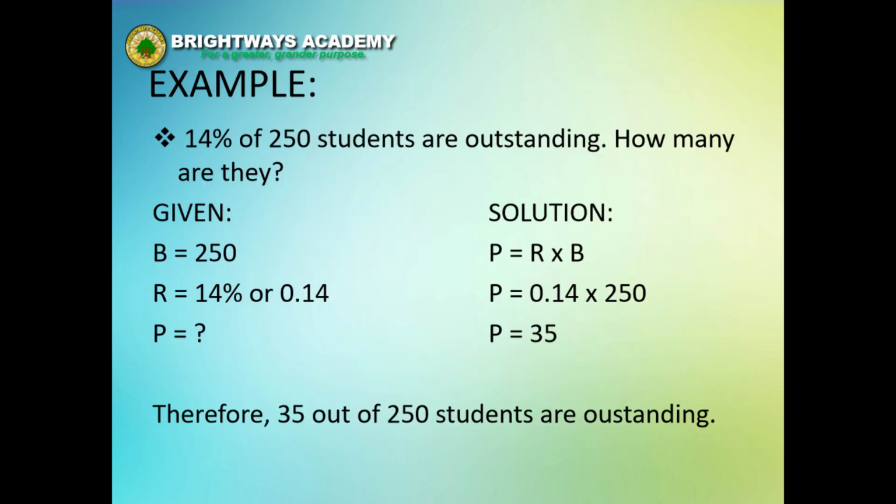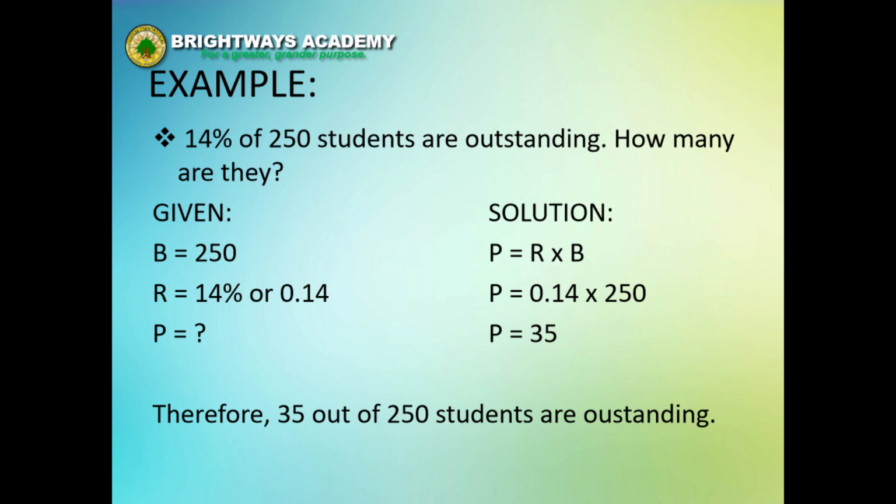Alright, so we have here an example. 14% of 250 students are outstanding. How many are they? In problem number 1, we are to find a part of the entire population. Cases like this involve finding the percentage. The percentage represents a part that is taken from a whole or the total number or amount. To find it, we use the formula P is equal to R multiplied by B.